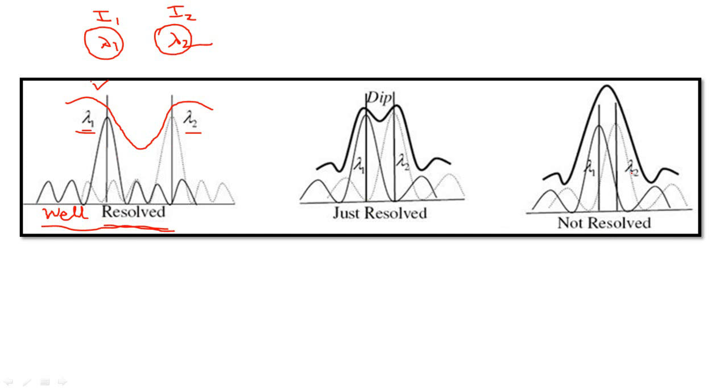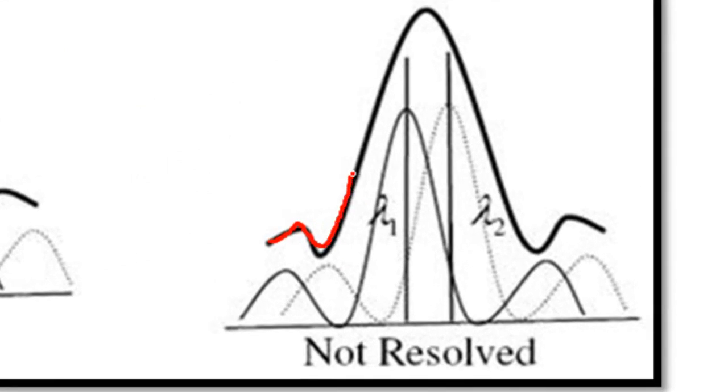Then if the principal maxima in the diffraction pattern of the two wavelengths are very close to each other, then instead of a dip between the principal maxima, the resultant intensity will show a single large peak. Since the resultant intensity shows a single large peak, you cannot make the distinction between the intensities of wavelength lambda 1 and wavelength lambda 2.